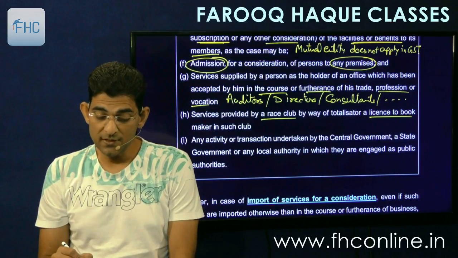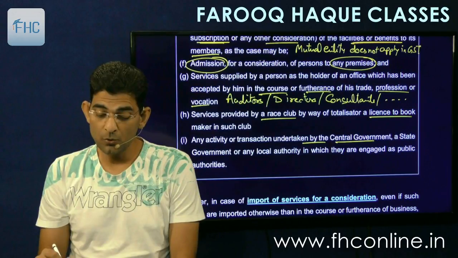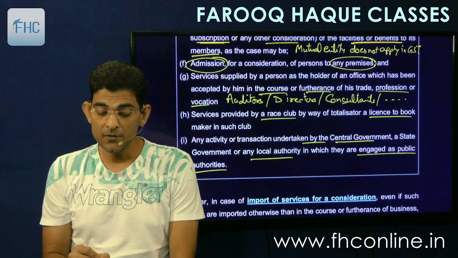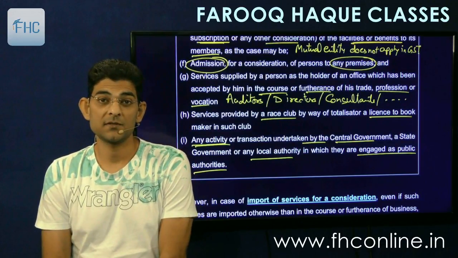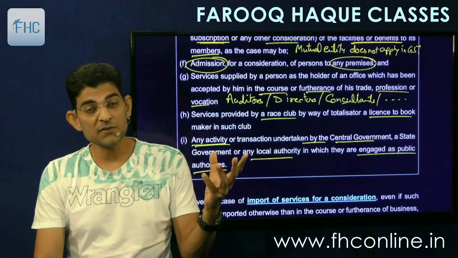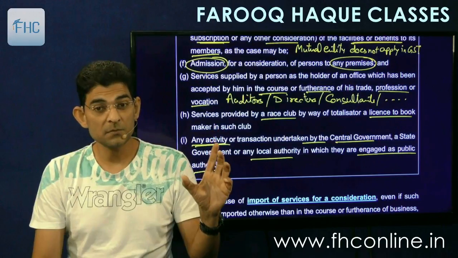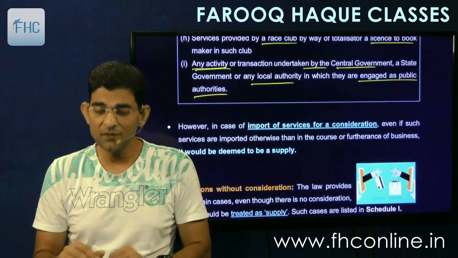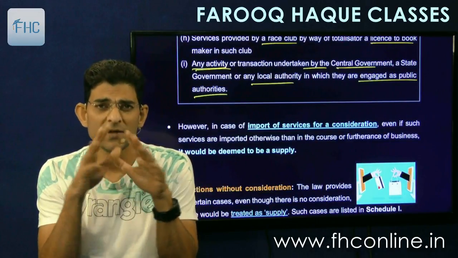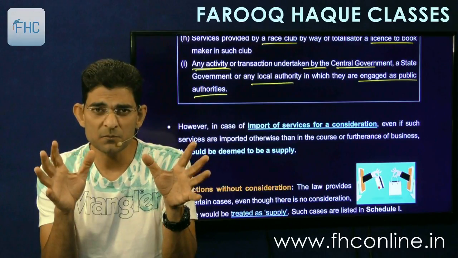And the last one says an activity or transaction undertaken by the central government, state government or local authority in which they are engaged as public authorities. So activities which are undertaken by the government will also be called business. Yes, here it is called business. Then we'll see the exemptions later on. But yes, they will be called business. But most of the services which are given by the government are later on exempted. So we'll see the whole list in the chapter of exemptions.